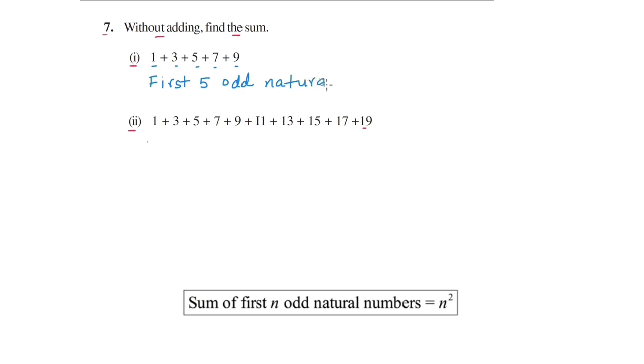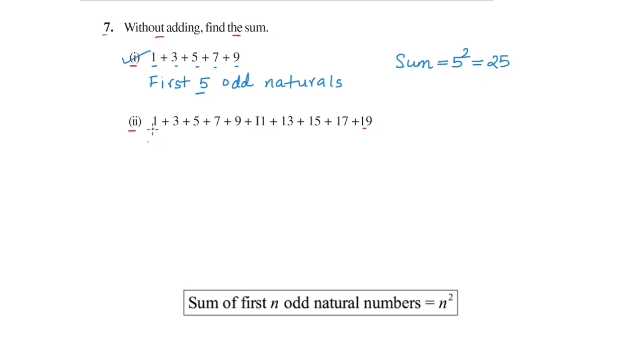Hence, according to the formula, the sum of the first n odd natural numbers is n square. So to find the sum, the sum will be equal to 5 square, which gives you 25, as you know the square of 5, right? Now 25 is the sum of the first 5 odd natural numbers.